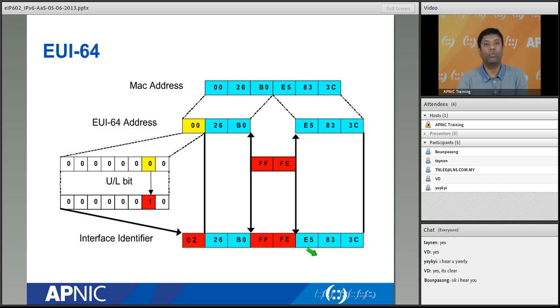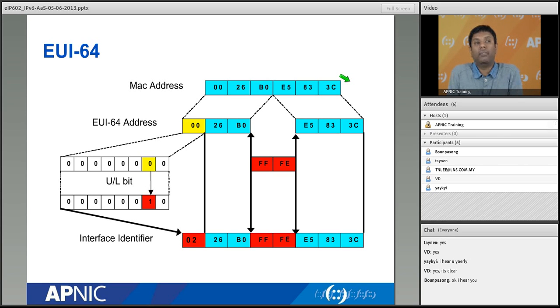Okay, let's have a look at the EUI-64 algorithm, how it works. In the EUI-64 algorithm, the whole 48-bit MAC address is divided into two parts: 24 bits on this side, which is the OUI part, and another 24 bits on this side, which is the organization-specific serial number. In between, we add FFFE. So when we pad FFFE in the middle, 24, 16, 24, altogether it becomes the 64-bit interface ID.